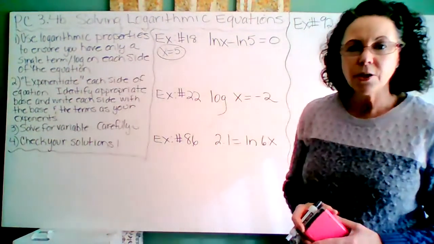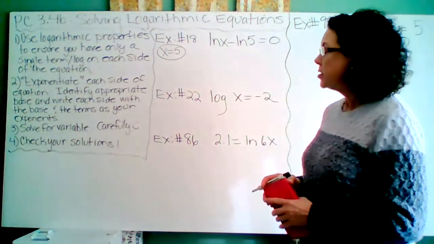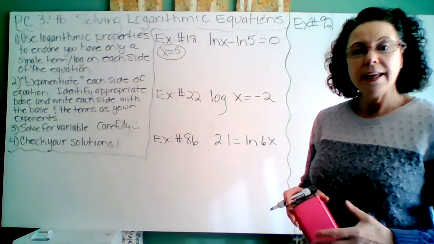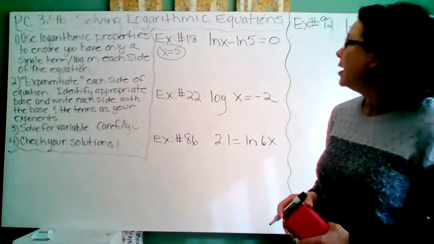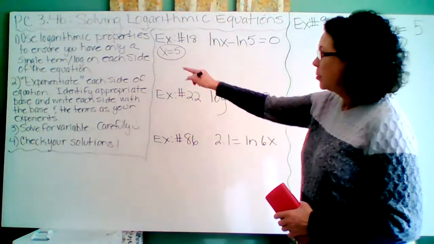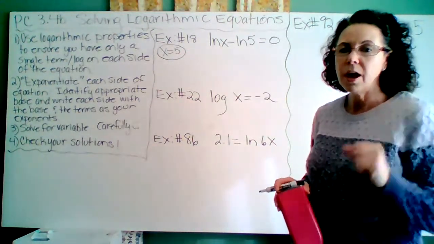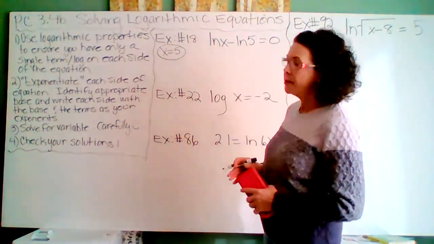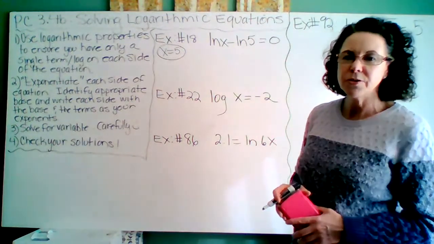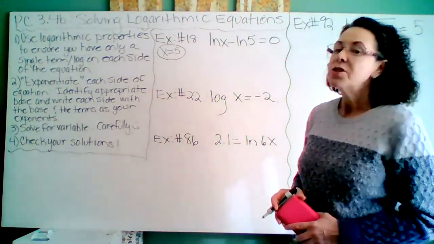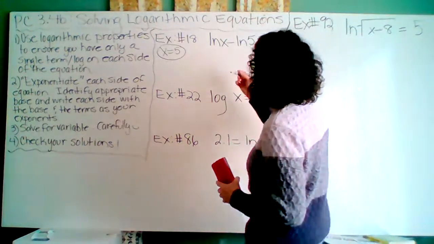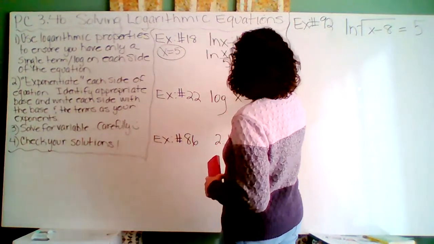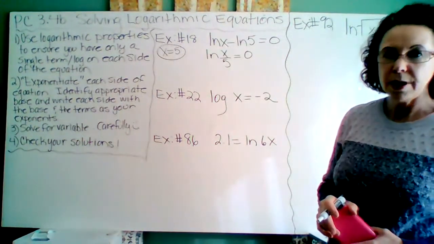Why then did I pick this equation? Just because we need to use logarithmic properties to solve it, and we will show that the answer ends up being 5. Based on the fact that we are only allowed one logarithm on each side of the equation, I see two separated by a minus sign. This means I'm going to use the quotient property to write a single logarithm on the left. So that would be the natural log of x divided by 5 equals 0.